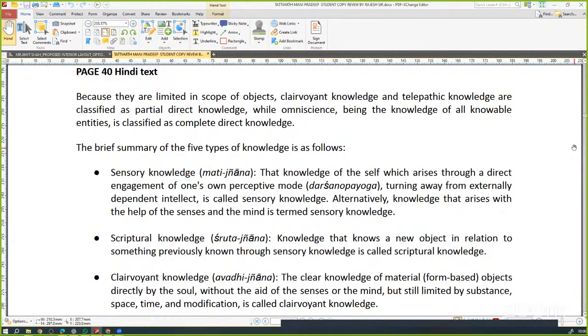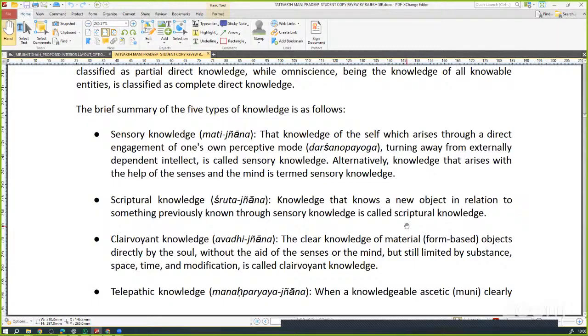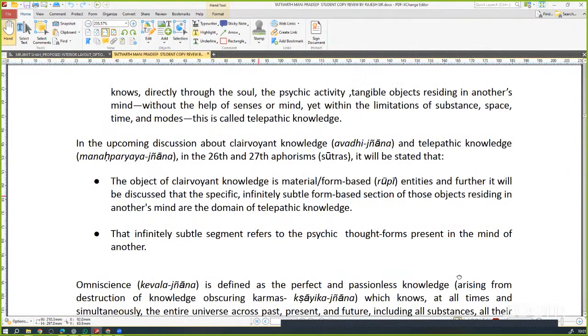Clairvoyant knowledge, Avadhi Gyan. The clear knowledge of material form-based objects directly by the soul without the aid of the senses or the mind, but still limited by substance, space, time, and modification, is called clairvoyant knowledge. Telepathic knowledge, that is Manah Paryay Gyan. When a knowledgeable ascetic, that is Muni, clearly knows directly through the soul the psychic activity, tangible objects residing in another's mind without the help of senses or mind, yet within the limitations of substance, space, time, and modes, it is called telepathic knowledge.